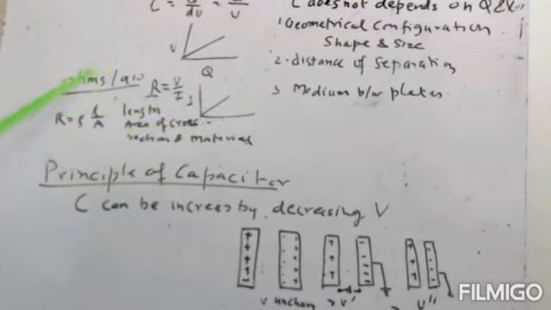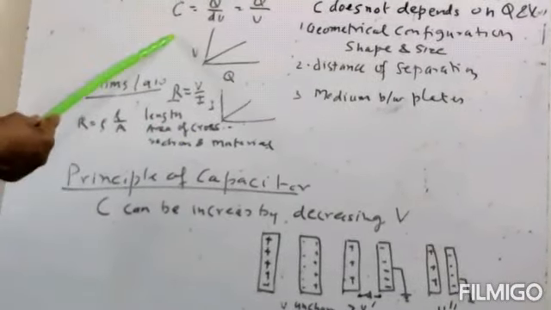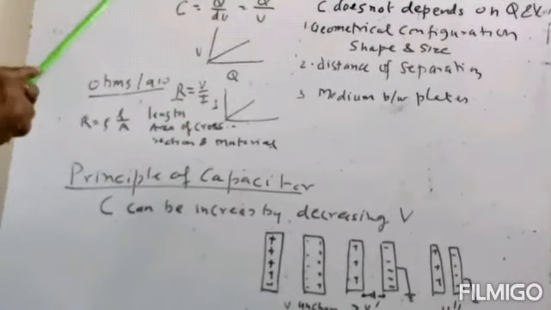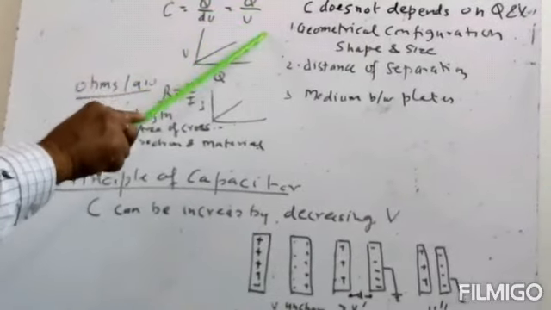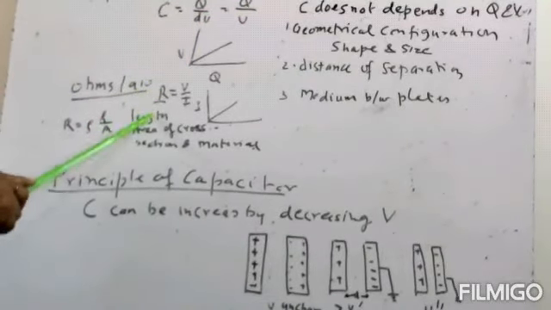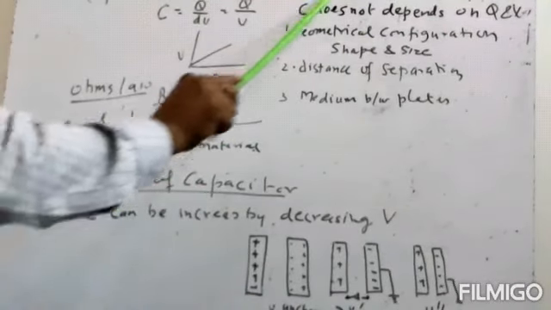So similar to the resistance and capacitance, the capacitance of a capacitor doesn't depend on Q and V. Similarly, the resistance doesn't depend upon V and I. It depends upon these three factors.